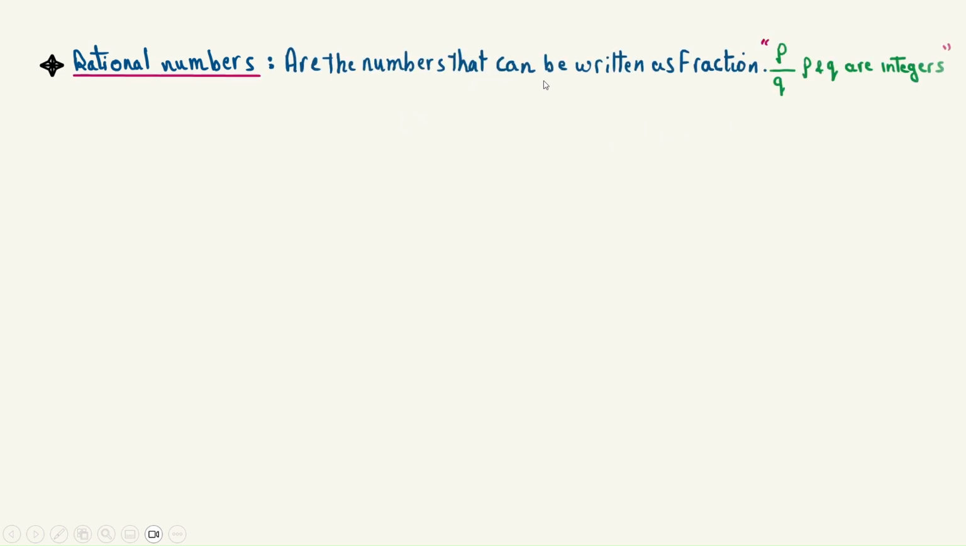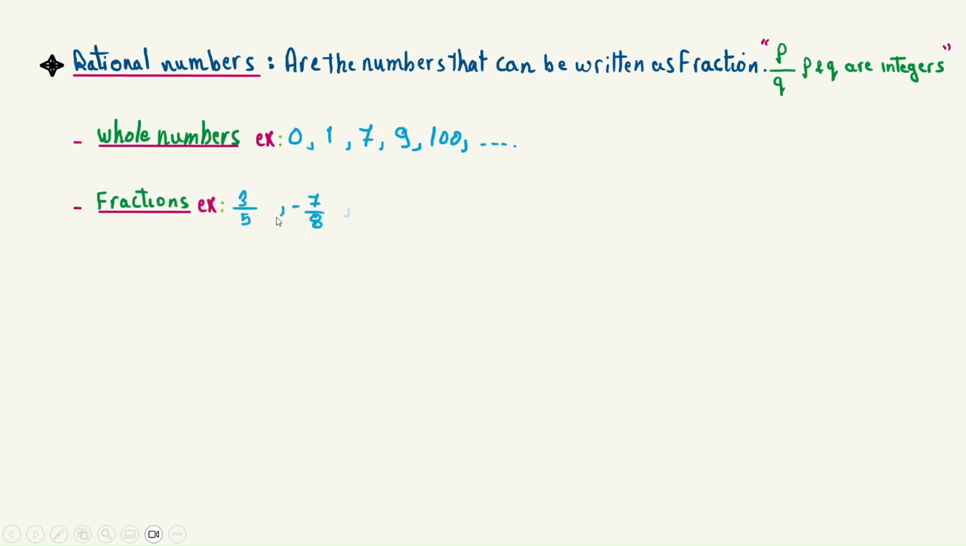Now, rational numbers. Rational numbers are the numbers that can be written as a fraction, like p over q, where p and q are integers. We already know the meaning of an integer. Any whole number is rational, like 0, 1, 7, 9, 100, and so on. Fractions, for example, 3 over 5, -7 over 8, or negative fraction, mixed number, or improper fraction.